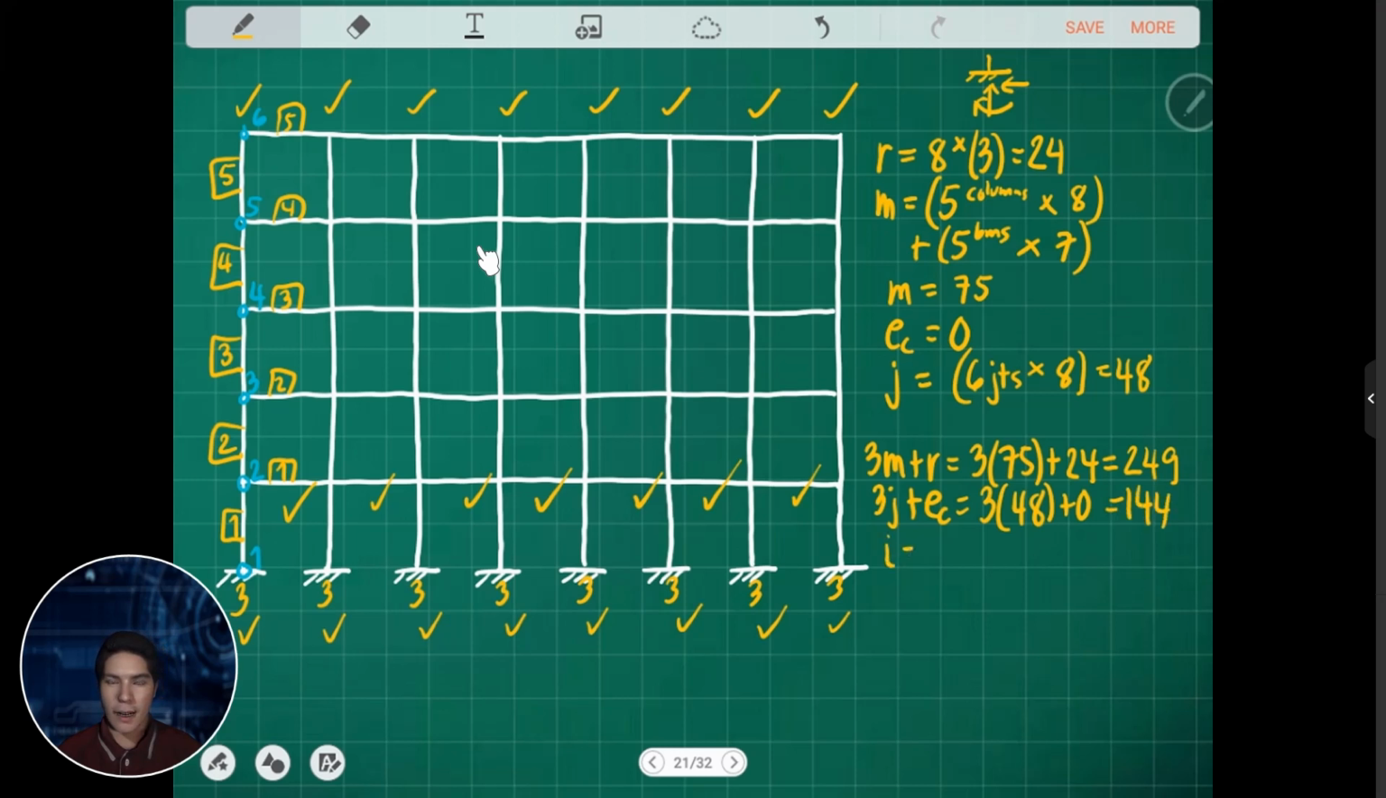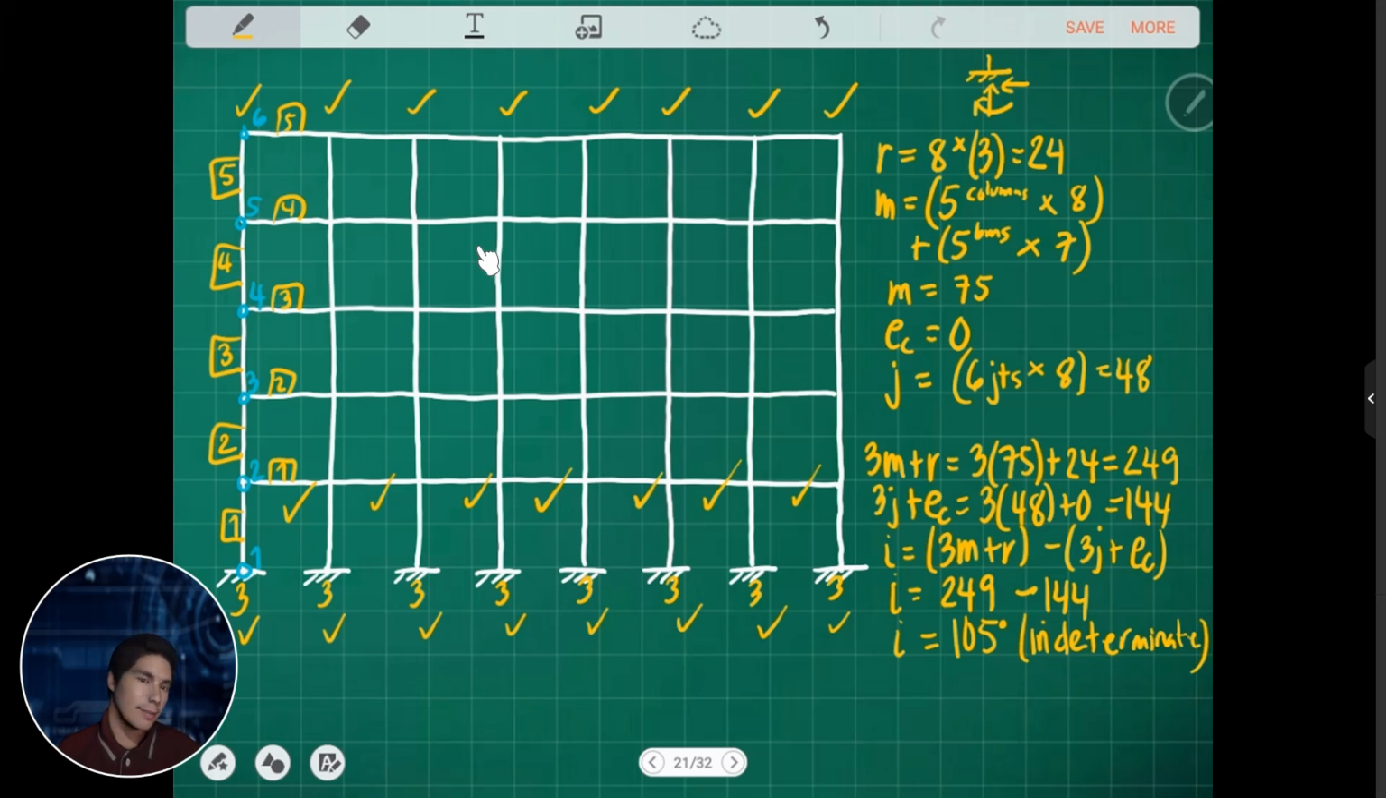So the degree of indeterminacy is just 3m plus r minus 3j plus ec. So I will be 249 minus 144. So I is just equal to 249 minus 144. So we have 105 degrees indeterminate. So we have 105 redundant forces, or we need 105 internal hinges to approximately analyze the building frame.